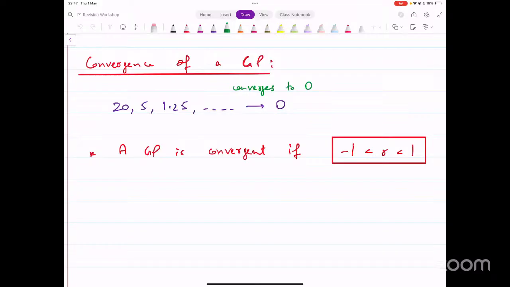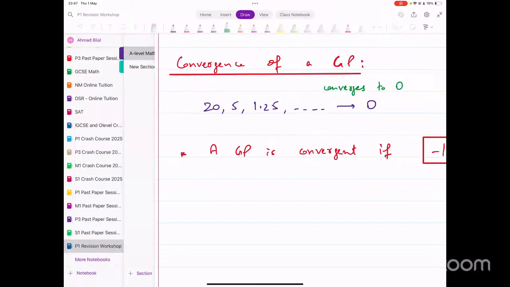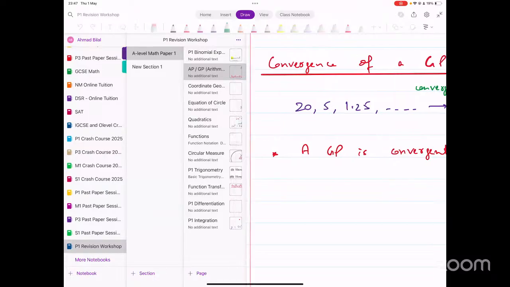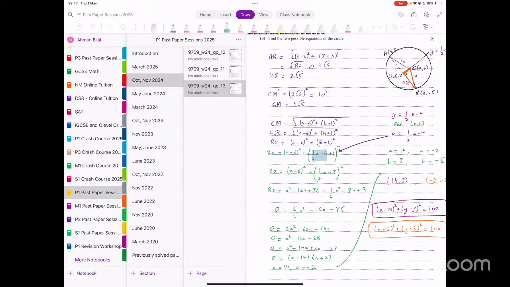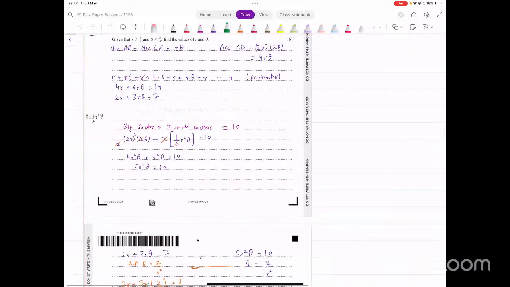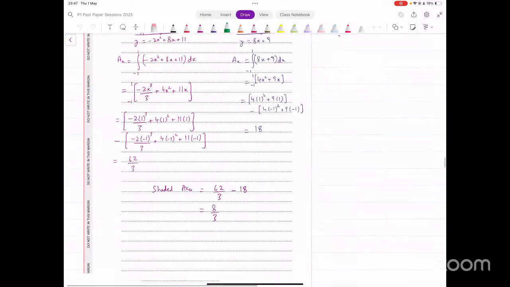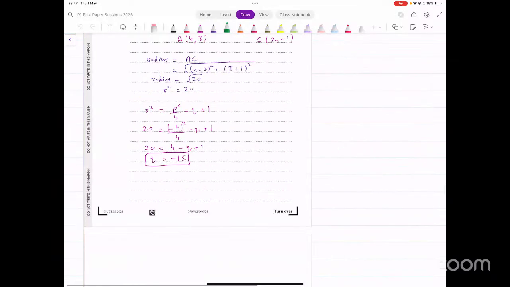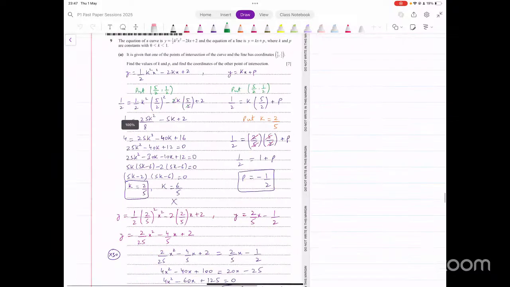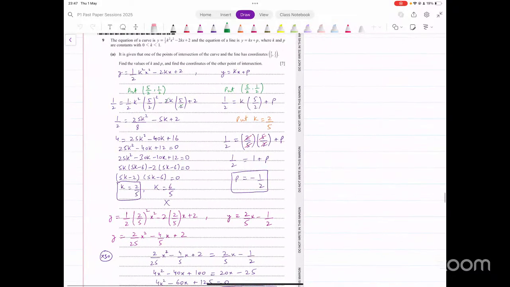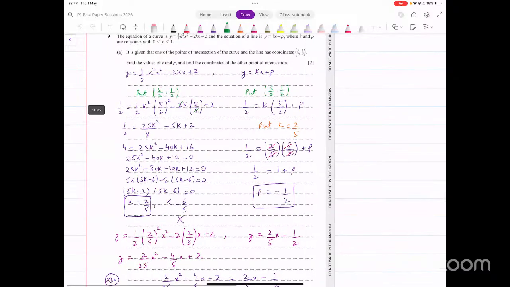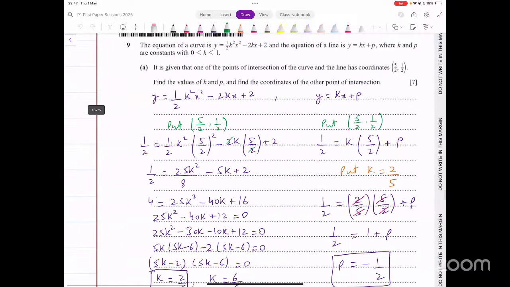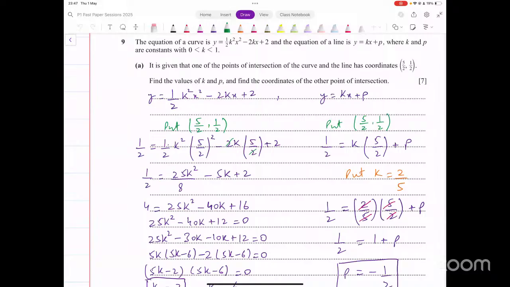November 24th, Safi. Okay, let me show that to you. Paper 1-2, question 9. 1-2, question number 9. Question 9, part A. So you have this function and this line.